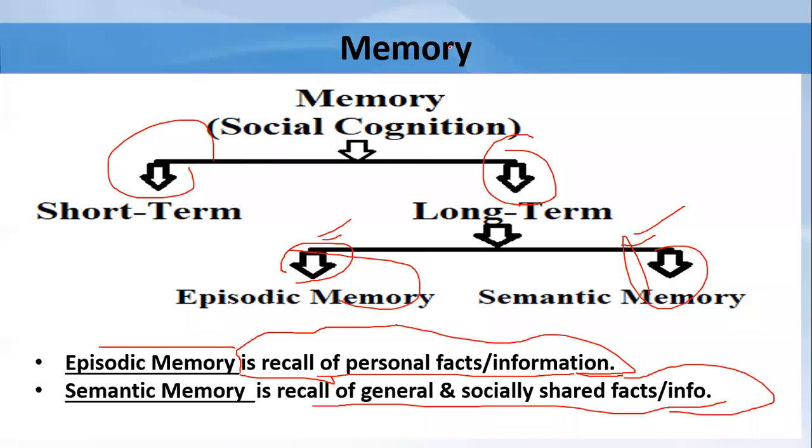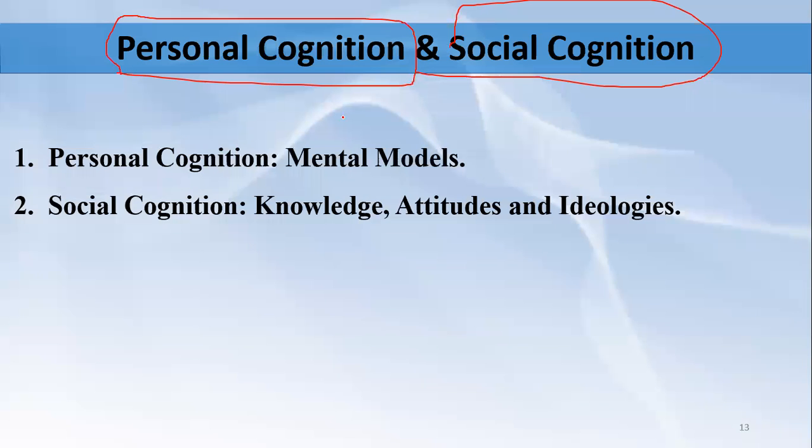And you already know what is meant by cognition in the cognitive process. So the personal cognition is also known as the mental models or personal mental models. On the other hand, the social cognitions are the social knowledge, the socially shared attitudes and ideologies. So let's talk about both these types of cognition in detail.